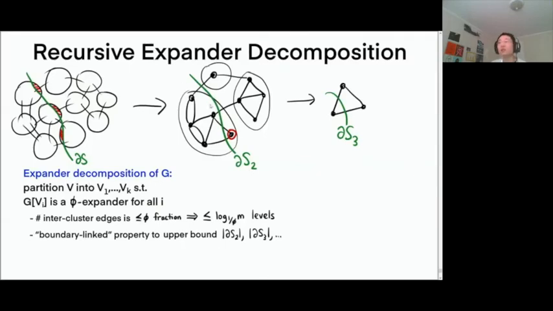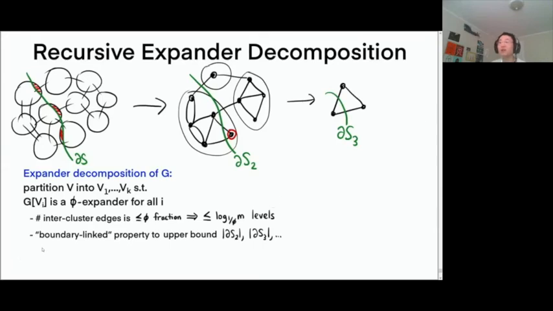There are two properties we need to guarantee from this expander decomposition. First of all, we want to make sure that the number of levels is bounded. At least this process should terminate after a small number of steps. This can be guaranteed by the property of intercluster edges, the number of edges in between clusters. It turns out we can guarantee that the number of intercluster edges of the expander decomposition is roughly a phi fraction of all edges. So it's at most phi times m in the first iteration, at most phi squared times m in the second iteration, and so on. This ensures that there are only log base 1 over phi of m levels before there are no more edges left. So at least this bounds the number of levels of this recursive expander decomposition.